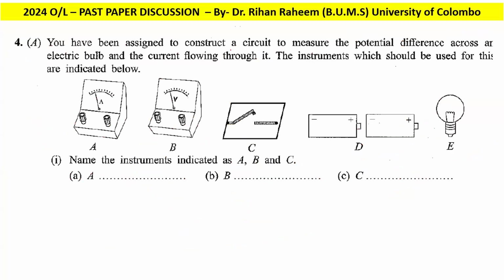You have been assigned to construct a circuit to measure the potential difference across an electric bulb and current flowing through it. The instruments which should be used for this are indicated below.